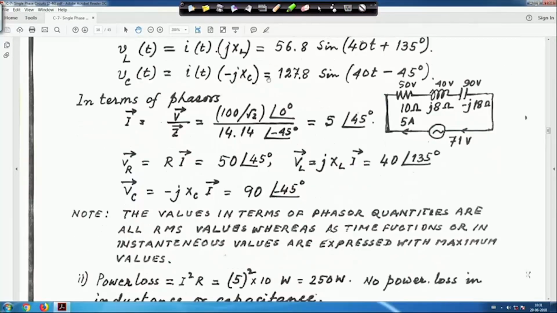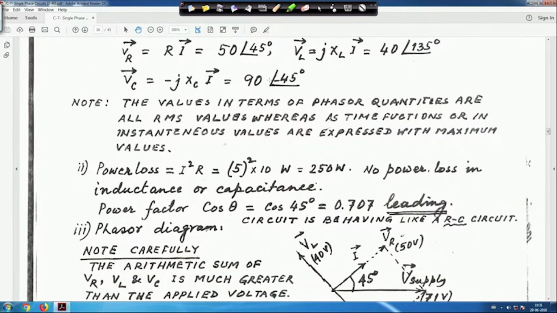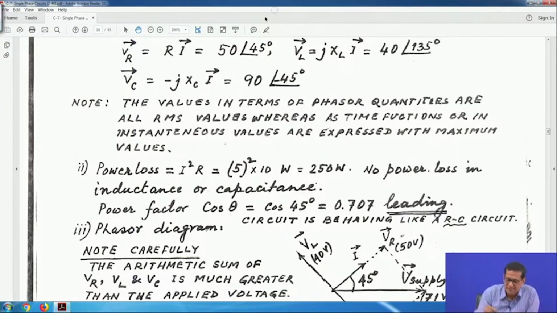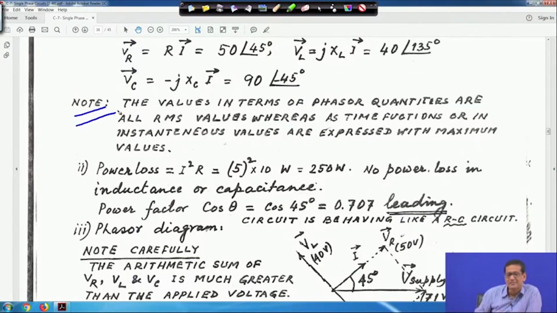Next, note that in terms of phasor quantities, all are RMS values, whereas as a time function or instantaneous values, they are expressed with maximum values. When you are putting it in time function, it should be maximum values, and when you are putting it in phasor form, it will be in RMS values. This note is written here.